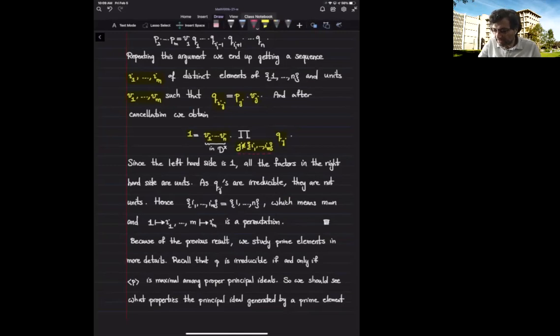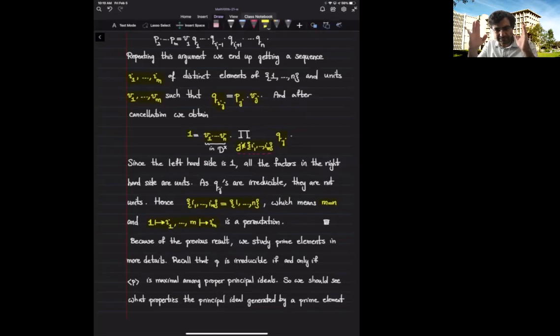So again, that implies that this set is the entire set of indices 1 to n, but these I sub j's were distinct. We can deduce that m is n, and this is a permutation, and this completes the proof. We get the uniqueness part.